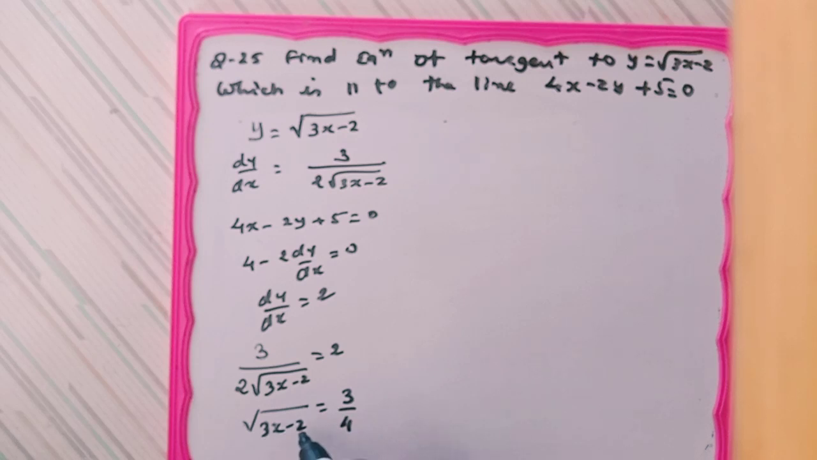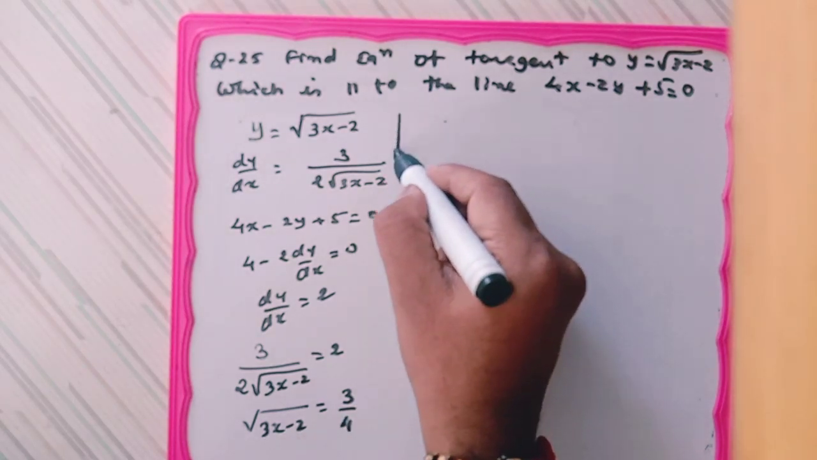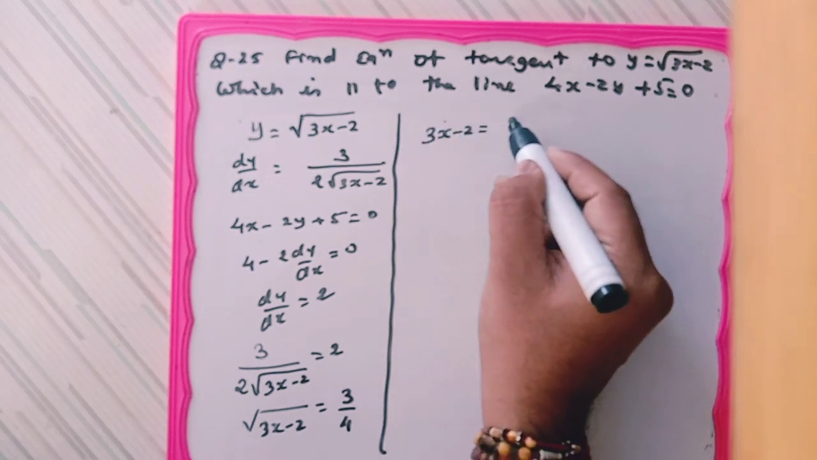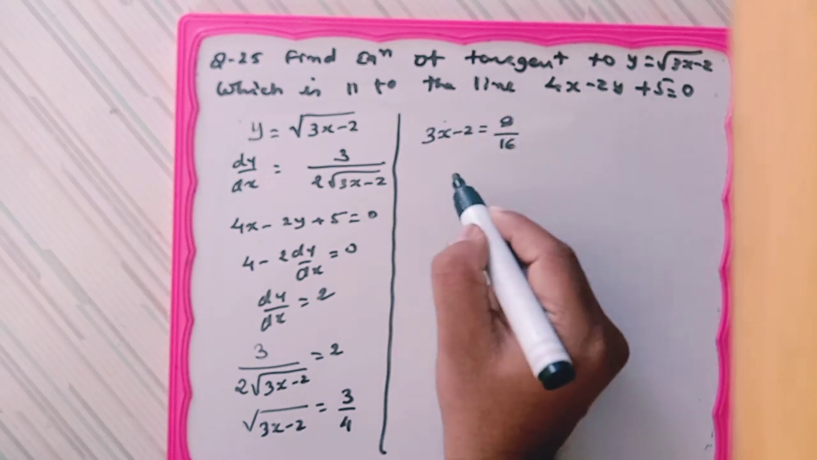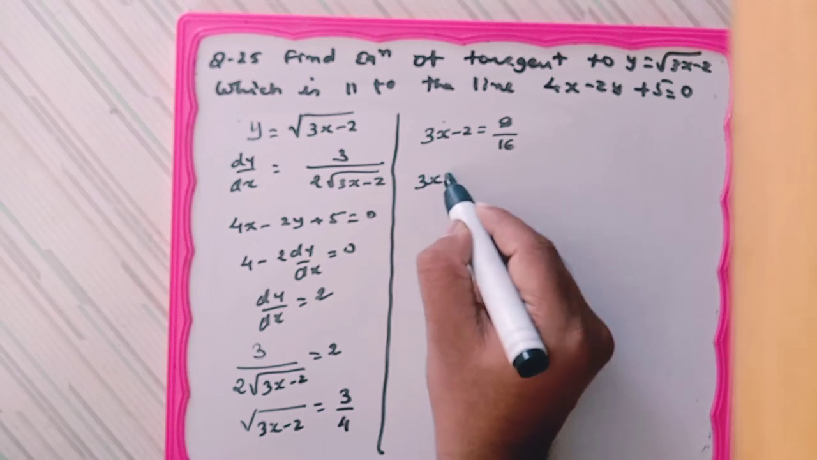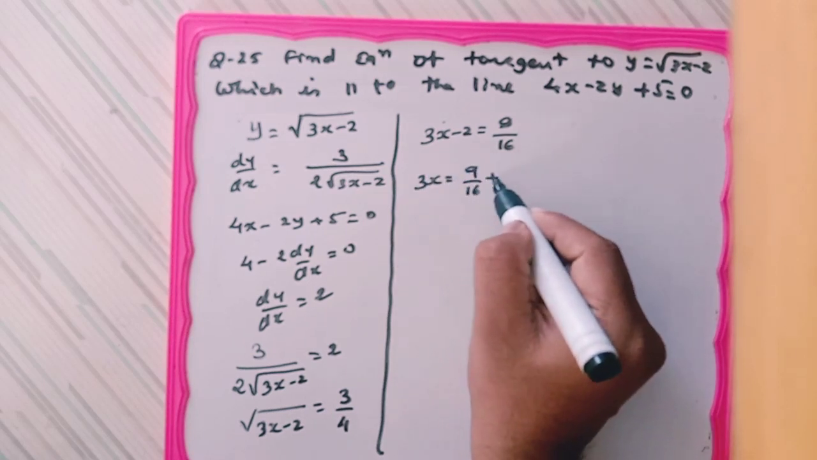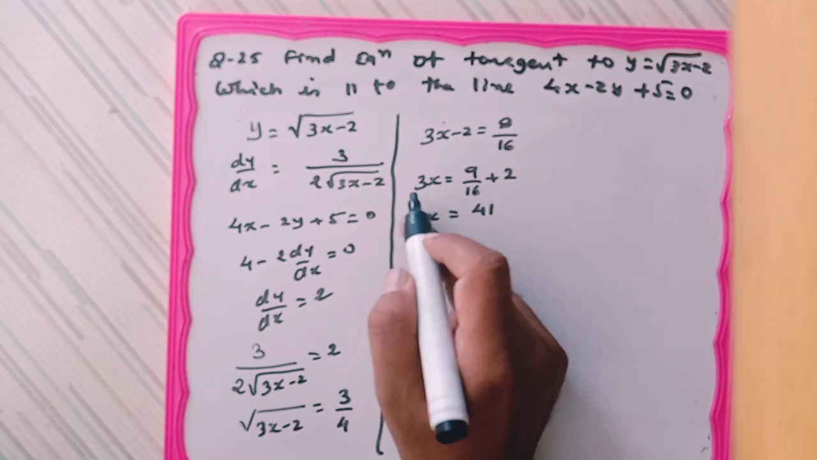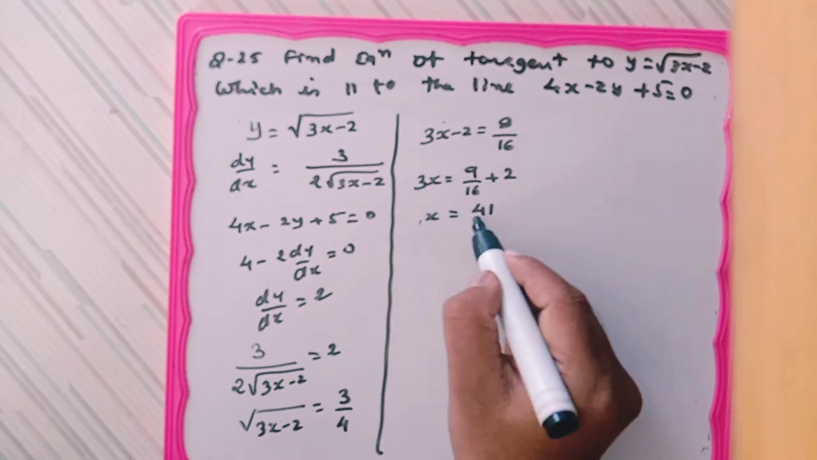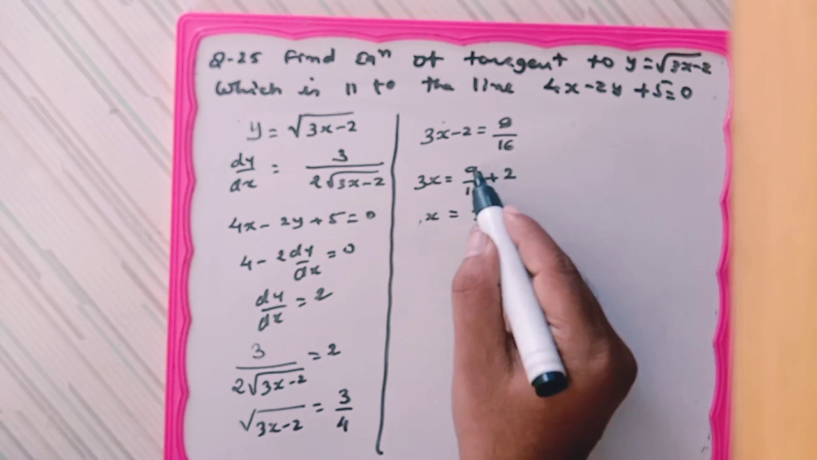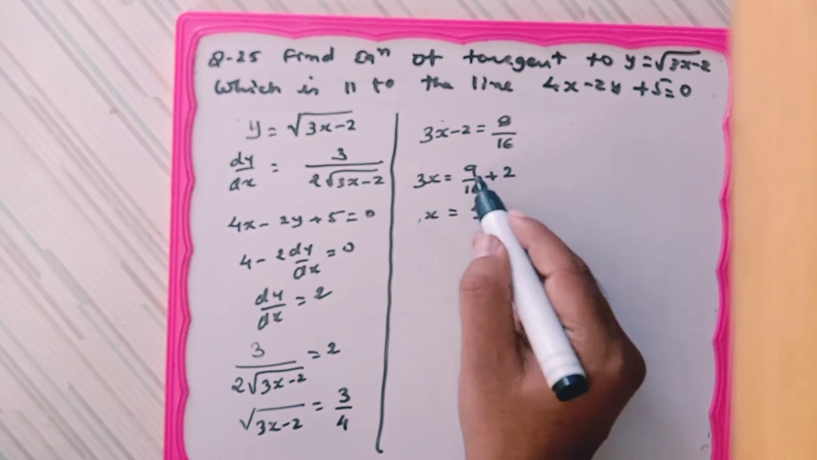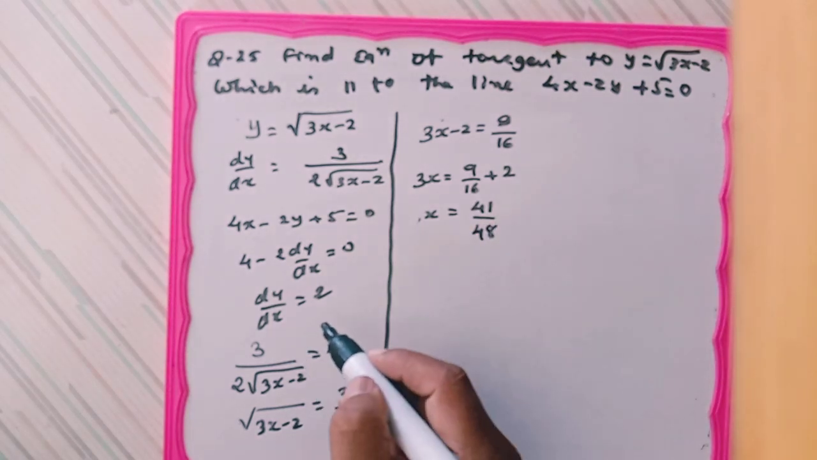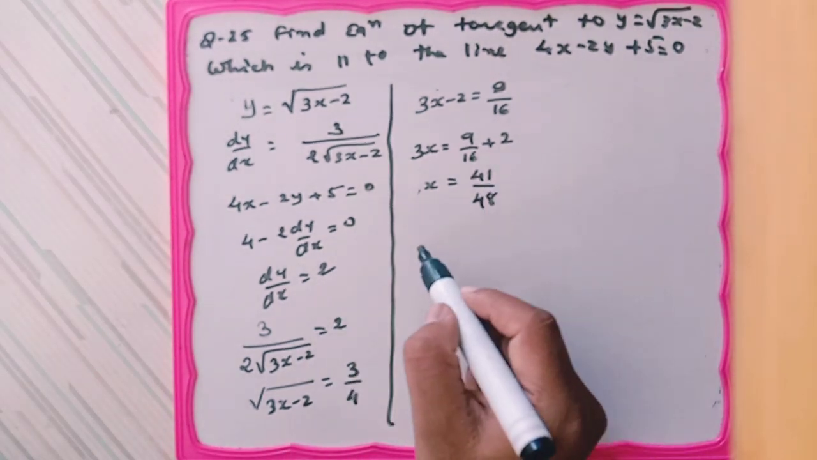To remove the square root we take the square, and 3x − 2 equals 9 by 16. So 3x equals 9 by 16 plus 2. So 3x equals 41 by 16, bringing down, 16 times 2 is 32 and 9 is 41. So x equals 41 by 48.